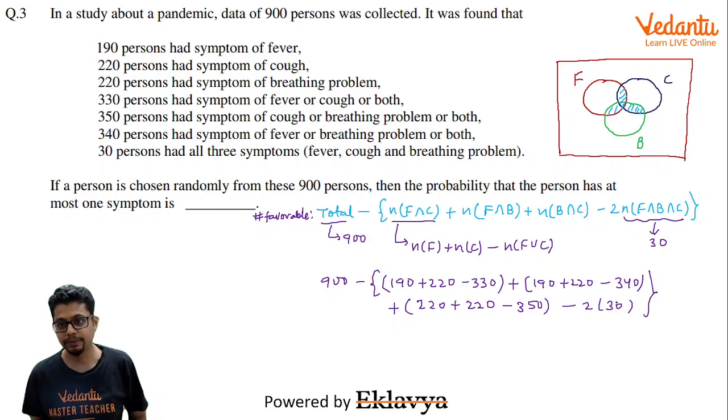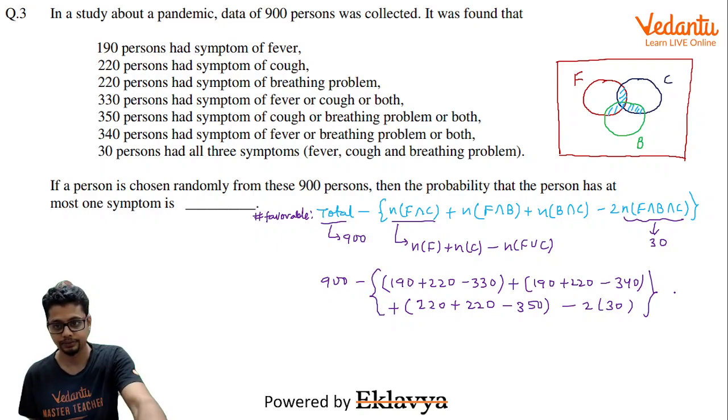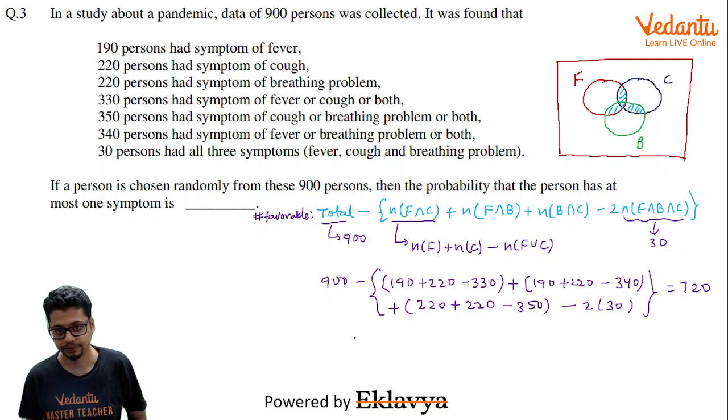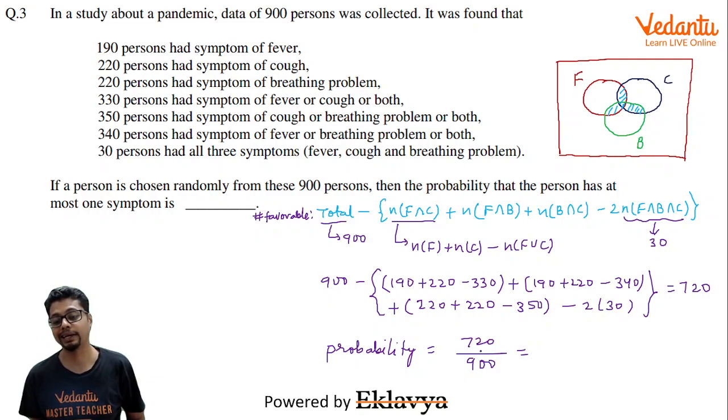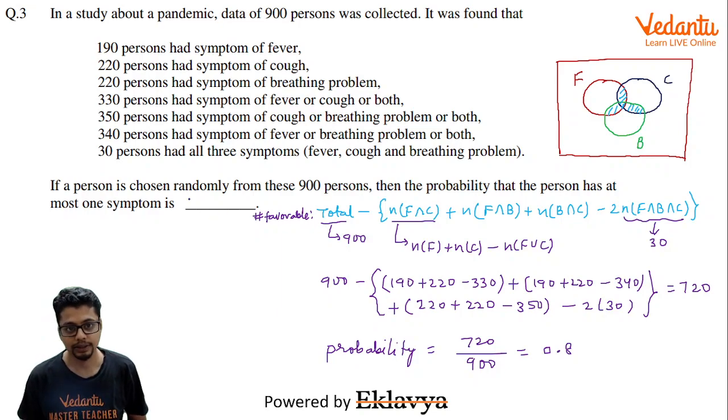So this curly bracketed thing, this whole thing turns out to be 180. So 900 minus 180 is what? 720. So what about the probability? Probability would be number of favorable outcomes, which is 720, divided by total number of outcomes, which is 900. Essentially it becomes 8 by 10, so to speak, 0.8. So the answer is 0.8. Thanks for listening.